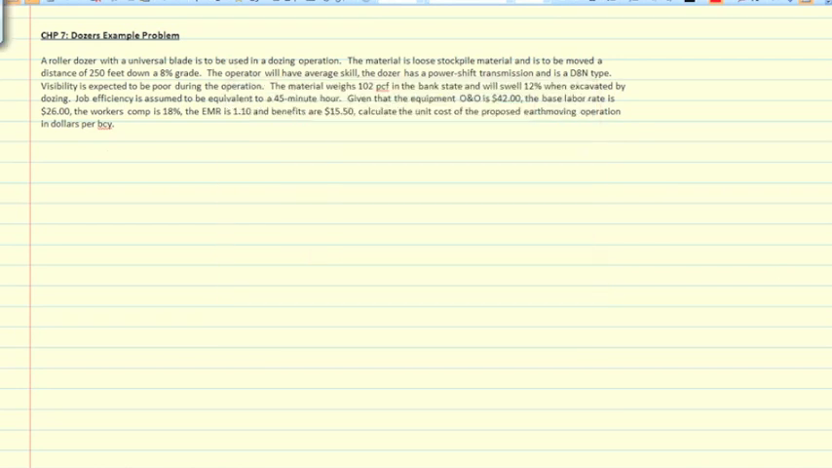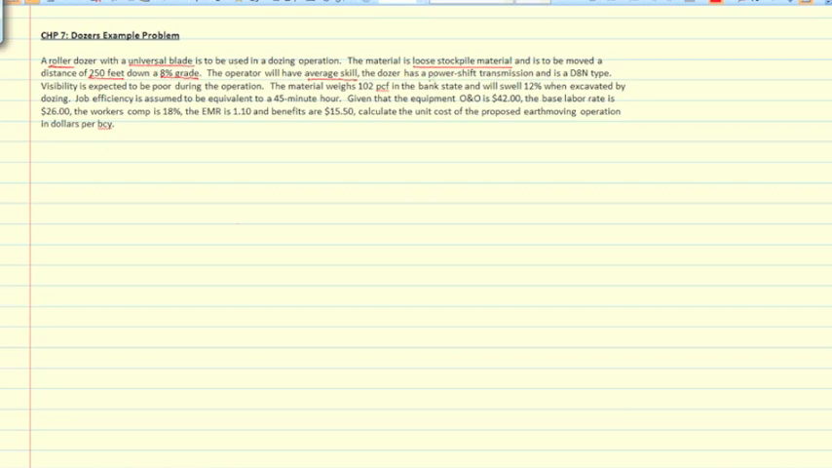First thing that you look through as you go through here is you've got yourself a roller dozer. So it's kind of hidden in there, but it's a good piece of information. Also, universal blade. Keep going as you read. It's a loose stockpile material. That'll come in handy. Here's your distance and your grade that you know you'll need. Average skill. That's a key word that you're going to want to remember.